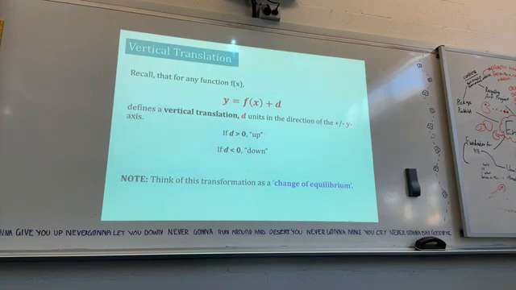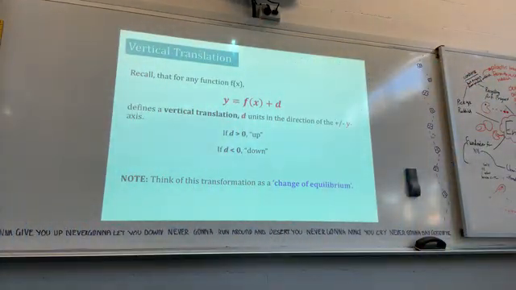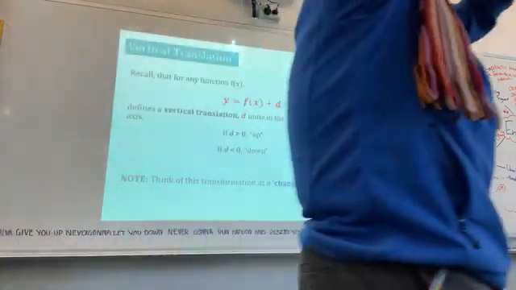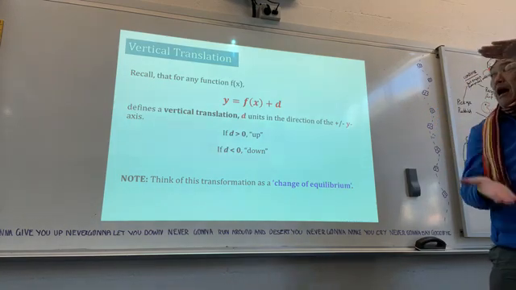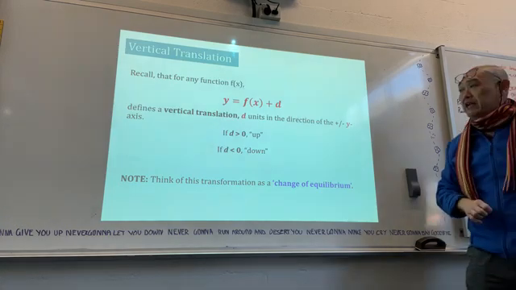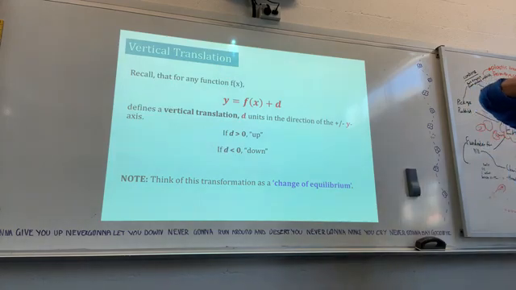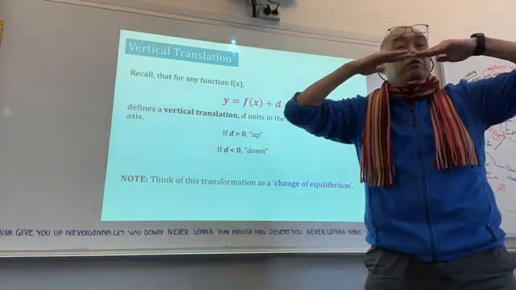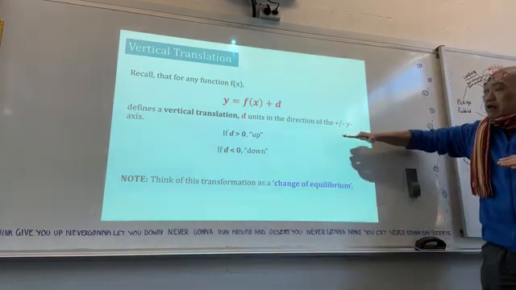Now, recall for any function f of x, when we've got y equals f of x plus d, d defines a vertical translation, d units in the direction of positive or negative y-axis. If d is greater than 0, you move up, in the direction of the positive y-axis. If d is less than 0, you move down, in the direction of the negative y-axis. Think of this as a change of the equilibrium. The equilibrium for the sine and cosine functions is actually 0, so that line y equals 0 is moving up or down. That's the important thing.